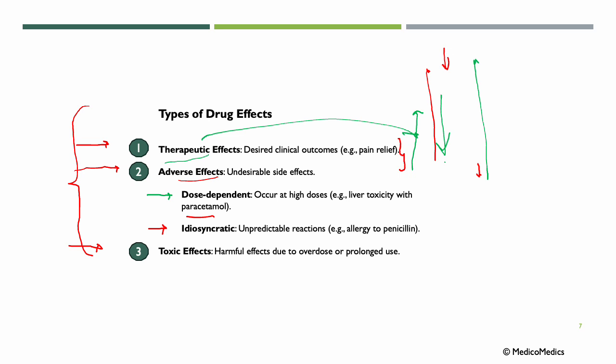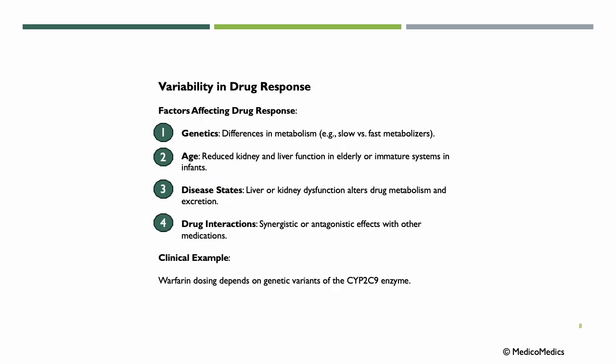Now let's take a look at how drugs vary in their effects across different people. Now, drug responses can vary between individuals, and understanding the factors that influence this variability is crucial in clinical practice. So what are some of these factors that affect drug response? Well, one of them is genetics. It plays a major role. Some patients are fast or slow metabolizers due to inherited differences in enzymes like CYP450, affecting how quickly a drug is broken down, for example.